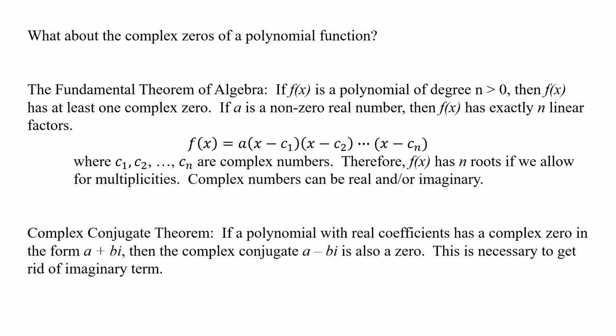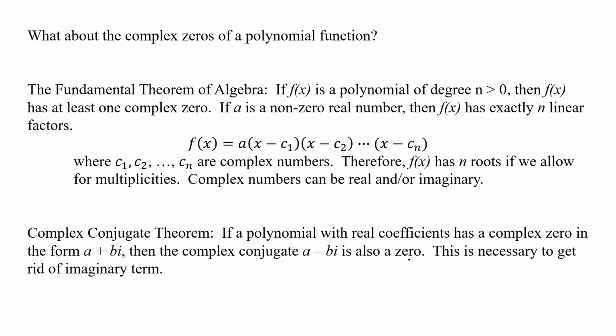Now the key is, if you have an imaginary one, think about when we were doing those earlier, when we multiplied them back out, or maybe rationalizing the denominator. If you had a plus 2i on the bottom, then to get rid of that i, because we don't want an i in the denominator, you had to multiply by the conjugate. And so that also works with zeros. What we're going to have is complex conjugates. The complex conjugate theorem says basically if you have a polynomial with real coefficients and it has a complex zero in the form a plus bi, then you're also going to have the complex conjugate a minus bi. It also has to be a zero.